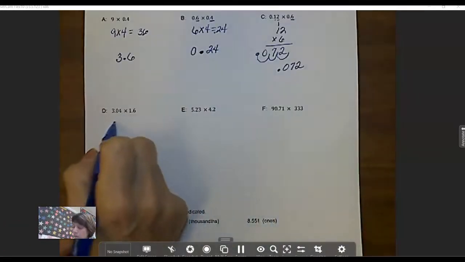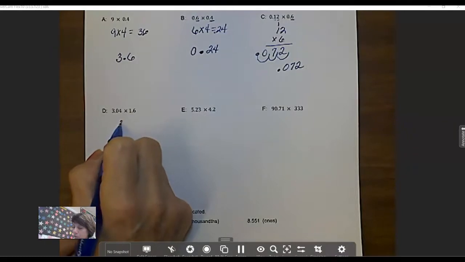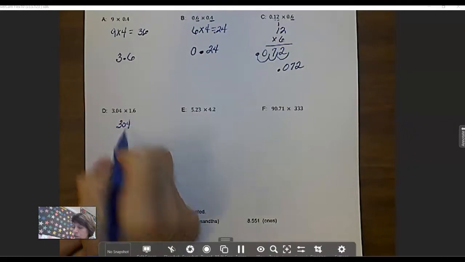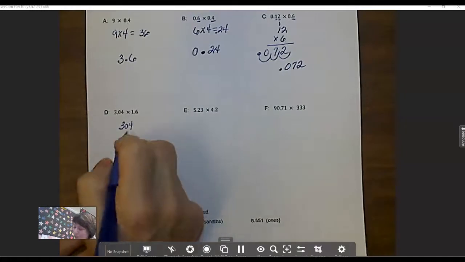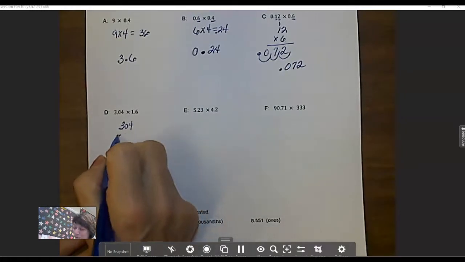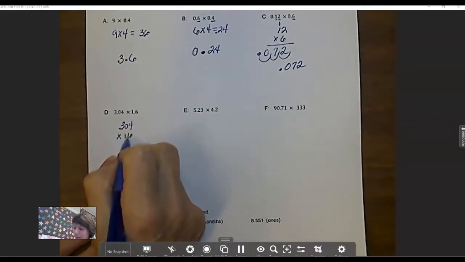Let's look at our next problem here. We're just going to treat this like 304, and since that has 3 digits, we'll put it on top. Sorry about that bell. You can see I'm working here at school. And then we're going to multiply by 16 on the bottom.